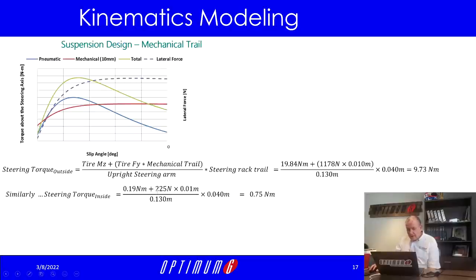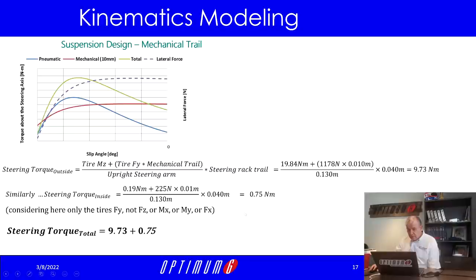On the inside, I have less grip and I have less MZ because the tire is very unloaded. So 0.2 instead of nearly 20, so 1/10. You have about 1/5, 1/6 of the lateral grip. Of course, the steering rack and the upright have not changed, and you have 0.75. So if you do the calculation, 9.73 plus 0.75, that's 10.48. That's already way too much to do it.